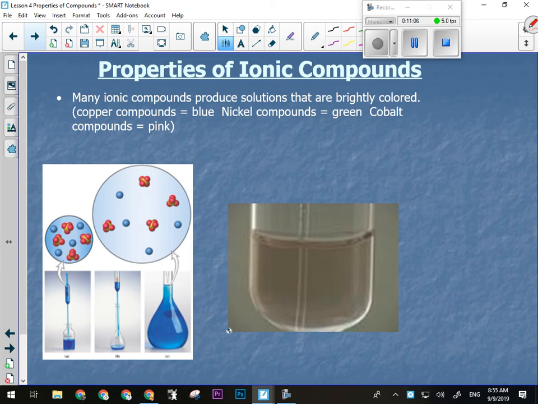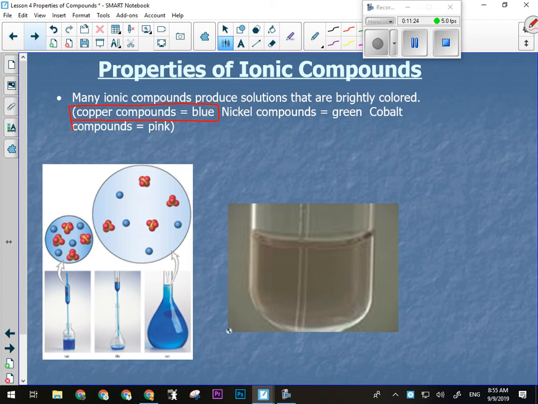Many ionic compounds produce solutions that are brightly colored. Copper compounds will always be blue. So if you have a blue crystalline solid, then it likely contains copper, especially if that dissolves in water, conducts electricity, et cetera.